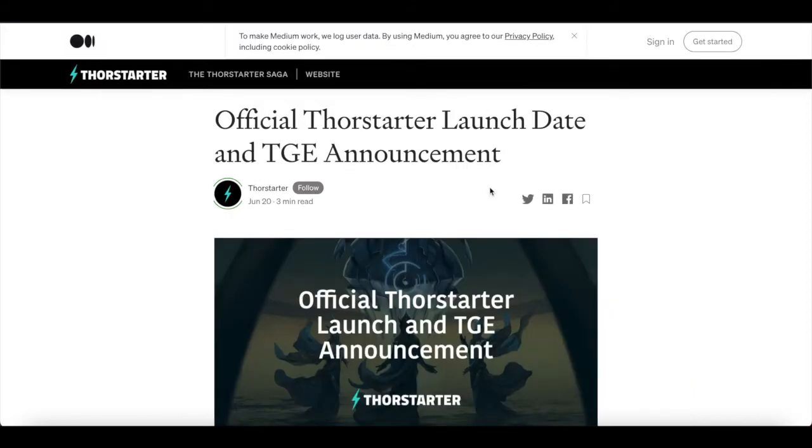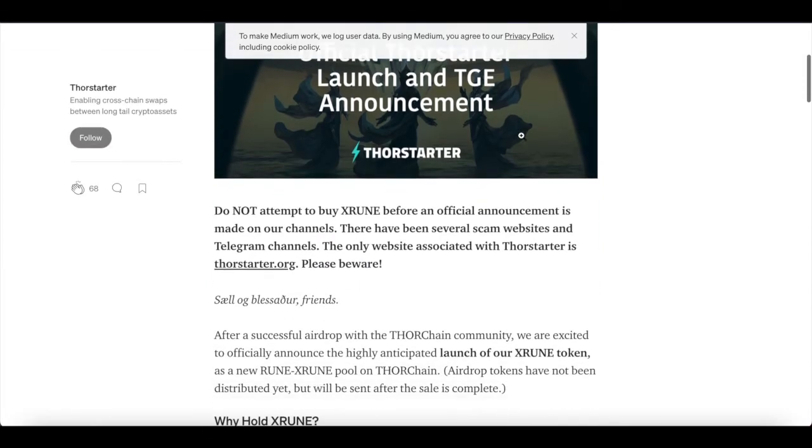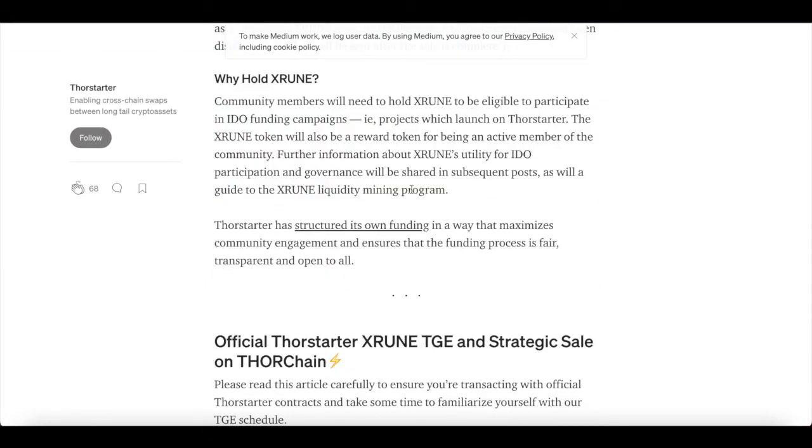So I got some more information on Thorstarter launch date, and this is huge because, like I said, after the 2nd of July, after the private sale is ended, this cryptocurrency will be listed on SushiSwap, and that's a big deal. So here's what's important to understand.